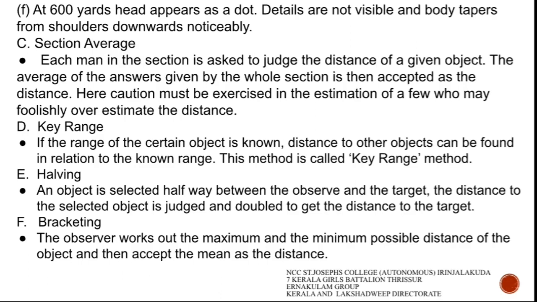Next method is key range. If the range of a certain object is known, distance to other objects can be found in relation to the known range. This method is called the key range method. Next is halving. An object is selected halfway between the observer and the target. The distance to the selected object is judged and doubled to get the distance to the target. Next is bracketing. The observer works out the maximum and the minimum possible distance of the object and then accepts the mean of the distance.